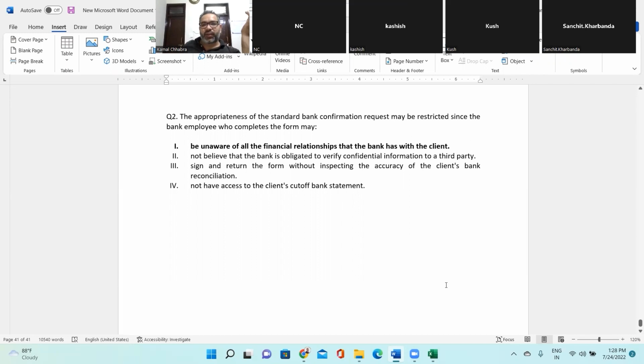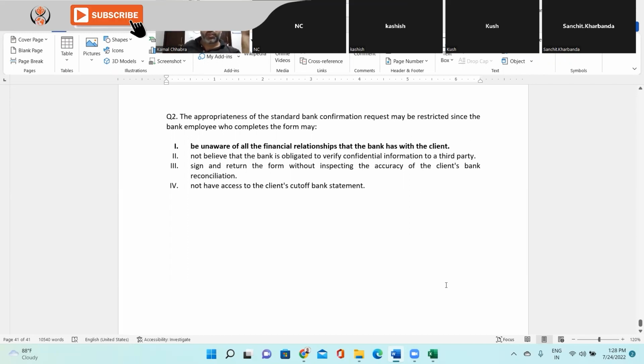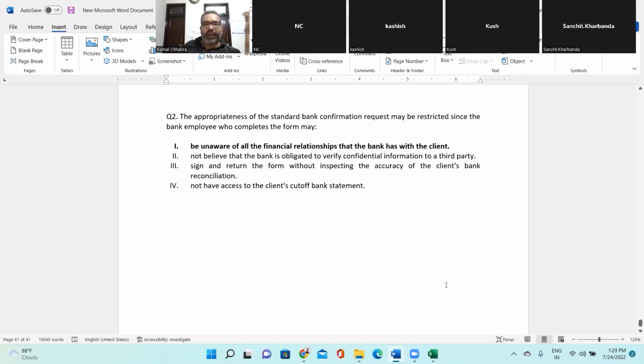Right? Yeah, Nimisha, Kush, Sachin, Jaspreet, Ashish. Make sense? Why third one is ruled out? Yes, sir. Okay, so second one, the bank person not believing that the bank is obliged to verify the confidential information to a third party, whereas the request is being approved by the management. So banker is obliged to provide the confirmation. So second, third, and fourth is ruled out.